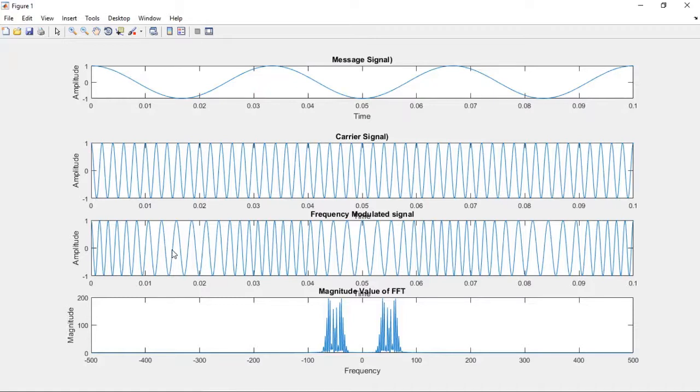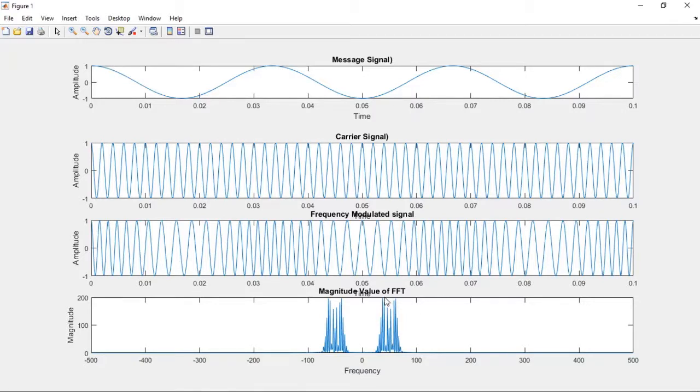Fc is the carrier frequency. So this low frequency is nothing but fc minus delta f. Delta f is the frequency deviation. And this high frequency is nothing but fc plus delta f. So there are changes in the frequency of the cycles here. The frequency change is directly proportional to the amplitude of the message signal.